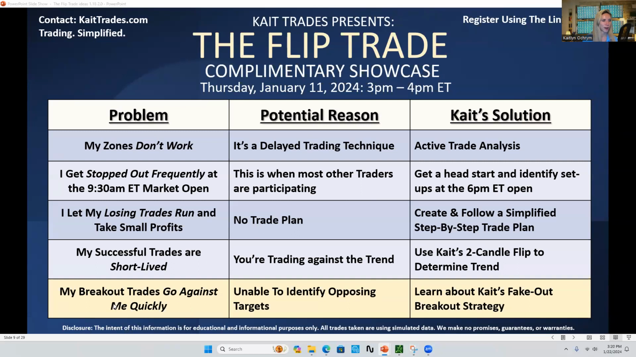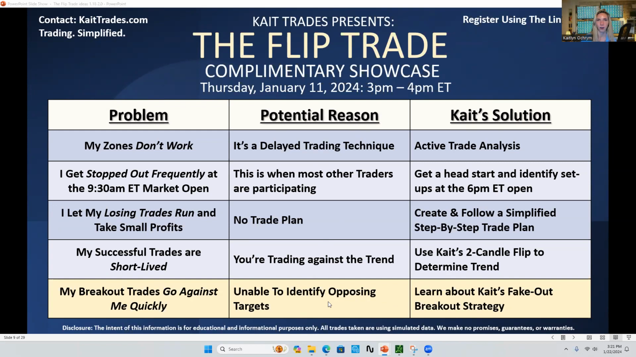One more problem, my breakout trades go against me quickly. This one was me over and over again, and I didn't understand why my breakout trades would go against me quickly. I thought breakout trades were when all the orders were filled and we should get these long-running momentum moves. But for some reason, when I would take breakout trades, it would work for a little bit and then completely flop against me. So there are a couple potential reasons for this.